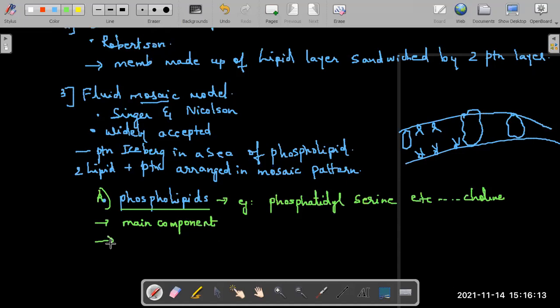Now, phospholipids provide fluidity to the plasma membrane. We say it is fluidic in nature, so components should be able to move in and out. The entire membrane should be fluid and flexible. So the plasma membrane gets its fluidity from the phospholipids.